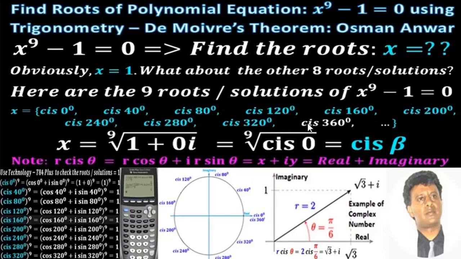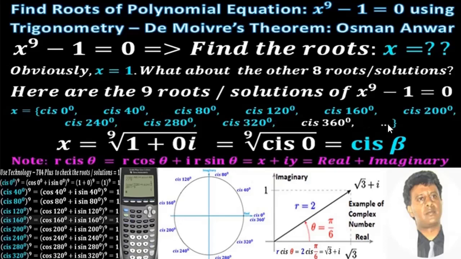Then you have cis 360. 360 minus 360 is 0. That means cis 360 is the same as cis 0. They are coterminal. Then the next one will be cis 400. Cis 400 minus 360 is cis 40. Cis 400 is the same as cis 40 degree.